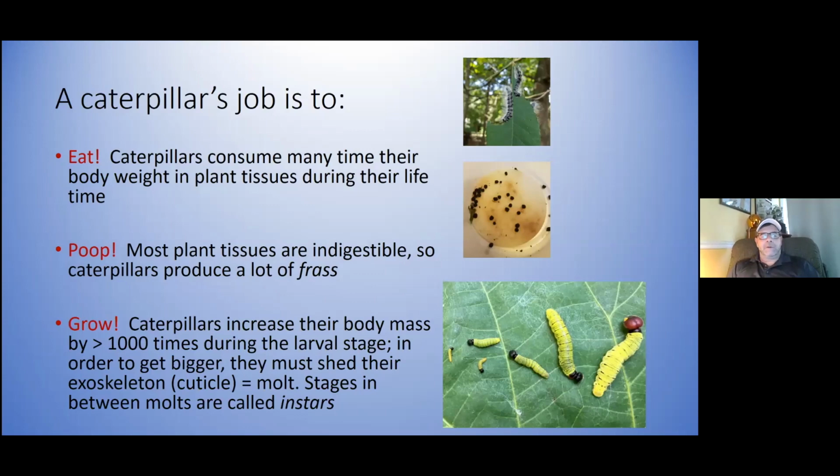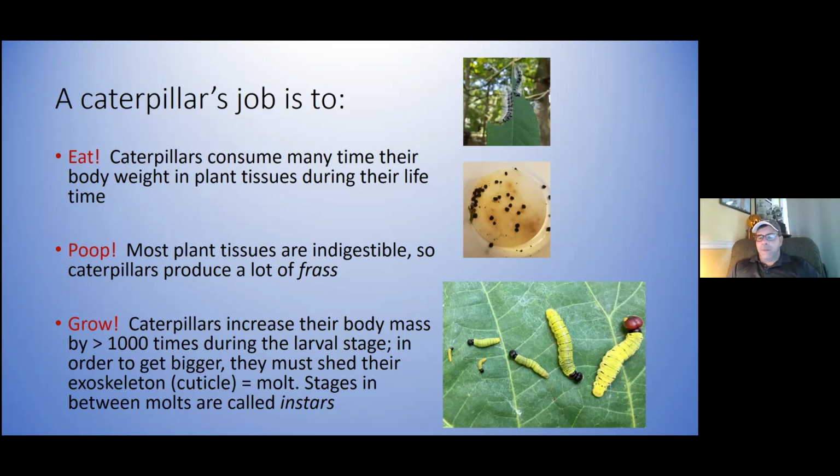And then, of course, the reason they're eating so much is because they need to grow. Caterpillars increase their body mass by more than 1,000 times during their larval stage. The analogy, from the newly hatched caterpillar to the last instar that's about to pupate, would be the equivalent of a human being growing to the size of an elephant in terms of how much they increase in body mass.